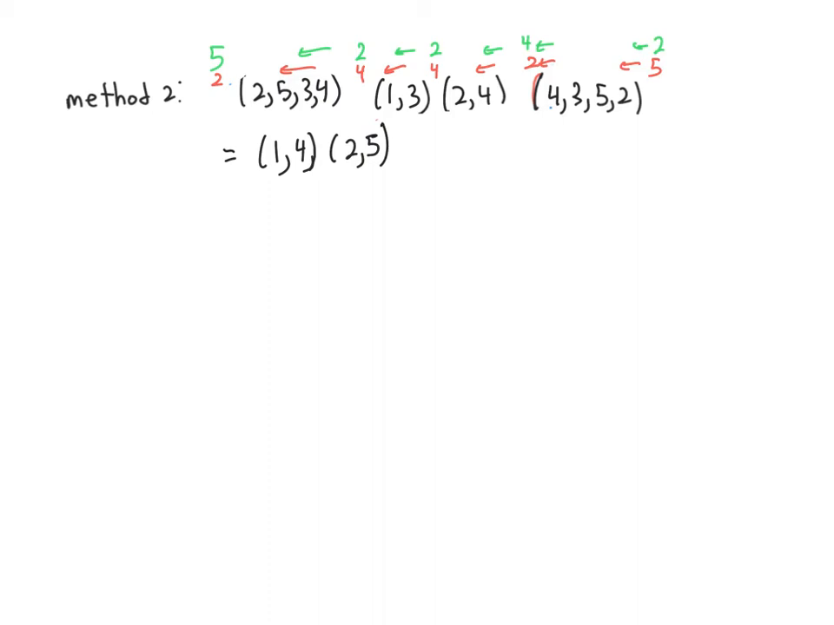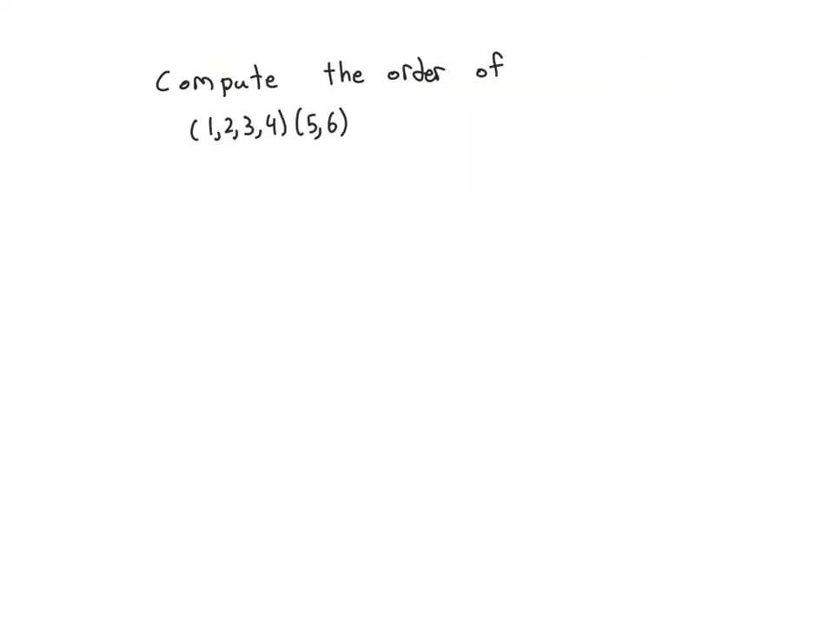Process of elimination. We can assume that the remaining element should be a cycle by itself, but you can also check. 3 is sent to 5, 5 stays 5, 5 stays 5, 5 is sent back to 3. So yes, 3 is sent to itself. So this is the answer.